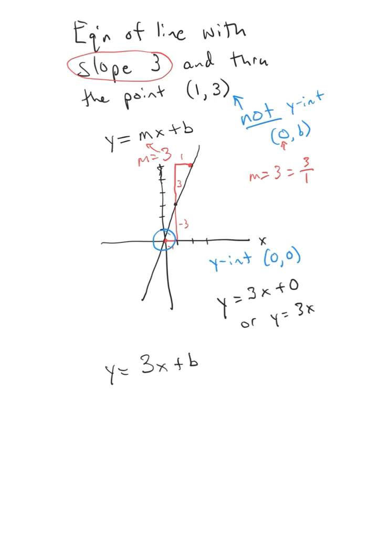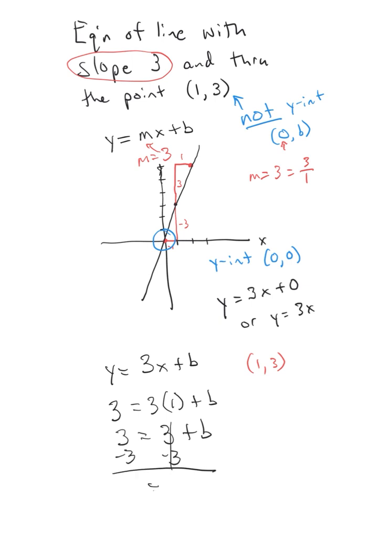So if I plug in the point (1, 3), the y is replaced by a 3, equals 3 times 1 plus b. So 3 times 1 is 3 plus b. You take away 3 from both sides to solve for b, and you get 0, just like we saw on the graph. So regardless, you get y equals 3x plus 0, or in this case, more simply, y equals 3x.